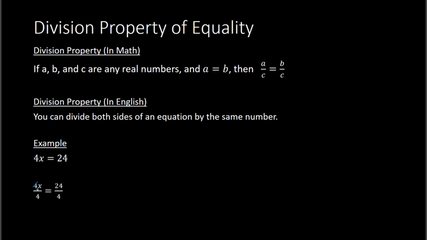4 divided by 4 gives me 1. So I have 1x on the left side, or just x. And then on the right side, 24 divided by 4 equals 6. So my solution is x equals 6. And we can double check by plugging the number back in for x. 4 times 6 equals 24. That is a true statement, so therefore we have the correct solution.